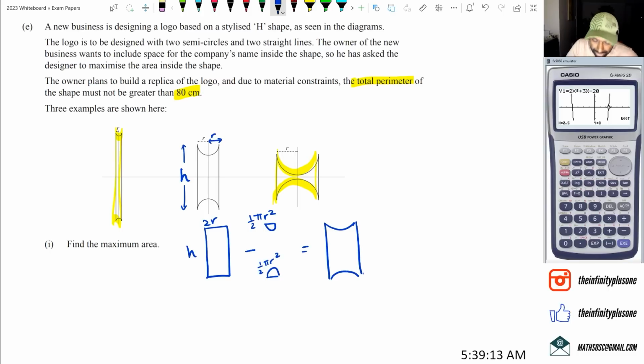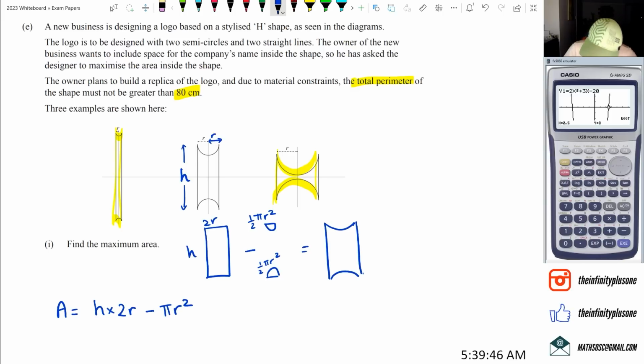So my equation for this area is equal to h multiplied by 2r minus pi r squared. Remember, it's pi r squared because there are 2 semicircles, and when I put them together I get 1 circle. So that's my initial equation. The second equation I've got to come up with, because this is a classic optimization question, is the 80 and the yellow border.